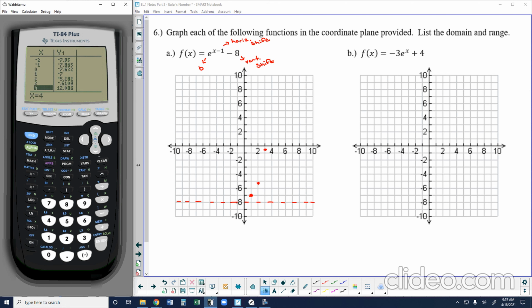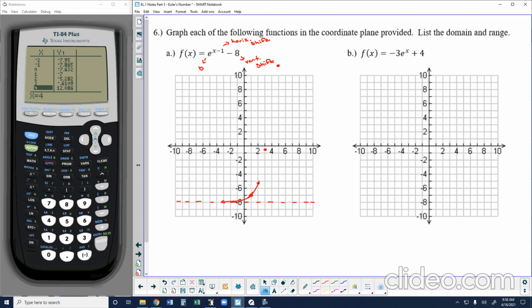Then 4 is going to be at 12.08. So this would come off of our graph, but I'll go ahead and estimate that value up here. So as we approach this curve going to the left, it's going to get closer and closer to this asymptote. So I'm just going to draw that in there, not crossing the asymptote, but getting close to it.